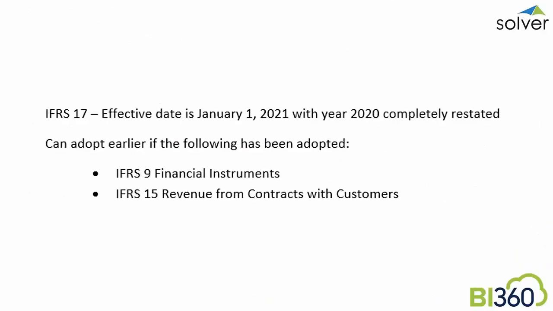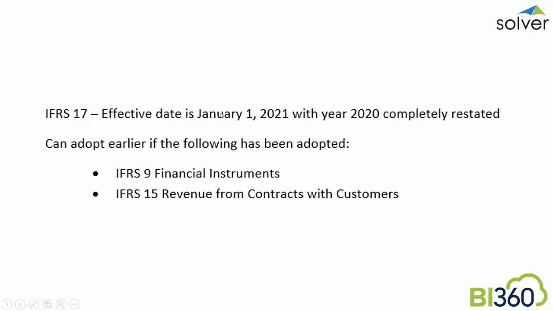So let's talk about some of the bullet points of IFRS 17. Its effective date is January 1st, 2021. So it's a few months away. What they're expecting you to do, though, is completely restate 2020. So as I'm filing 2020, I don't need to have the IFRS 17 impact in there. But obviously, as I do 2021, I need to have restated 2020 so I can have year-over-year comparisons.